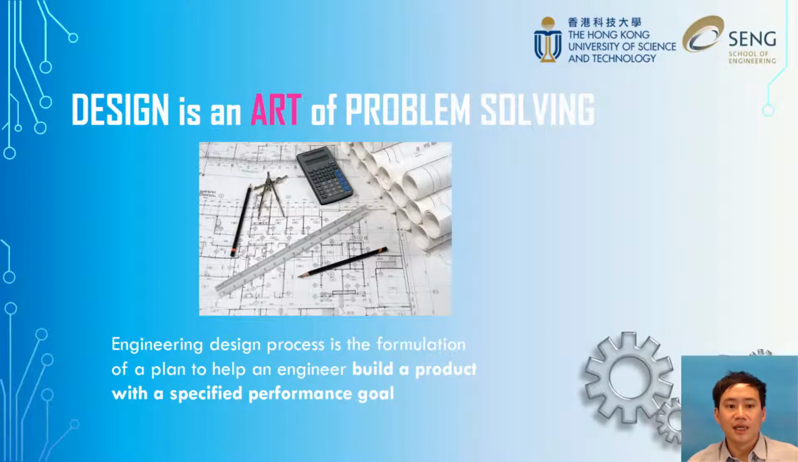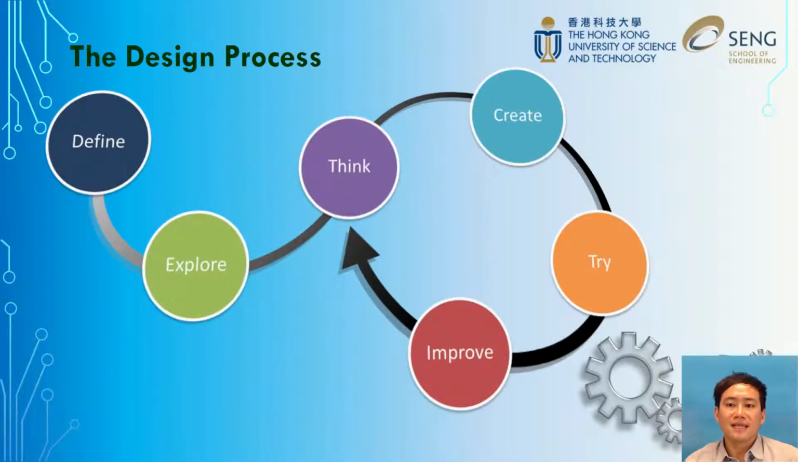Engineering design process is the formulation of a plan to help an engineer to build a product with a specific performance goal. There is a specific set of process that we have to go through in order to find out a better solution to a problem. So what is that process? Here is a simplified diagram on what engineers will do when we try to figure out a solution to a problem. First of all, and probably the most important thing in the process, is to define the problem.